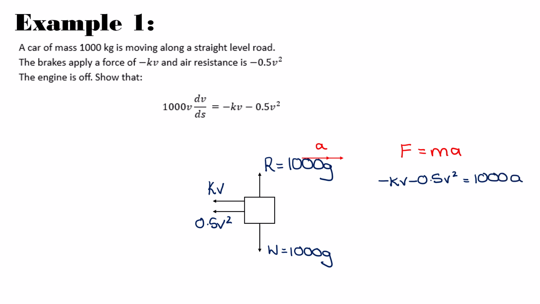The last step we need to do is see what they replaced a with. In this question, they used v dv/ds. So that's going to give us 1000 v dv/ds, changing our a to v dv/ds. And that equals minus kV minus 0.5 v squared, which is exactly what we were asked to show.